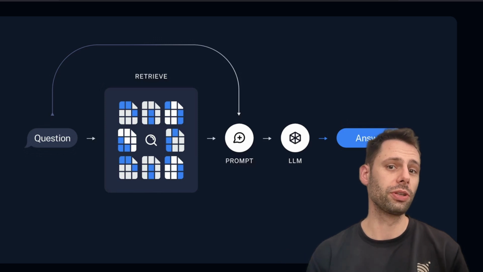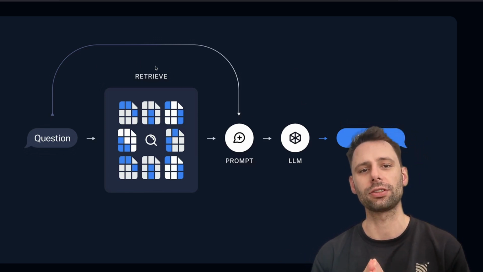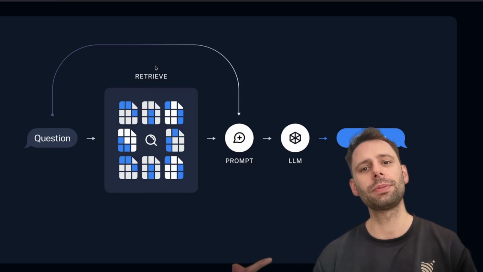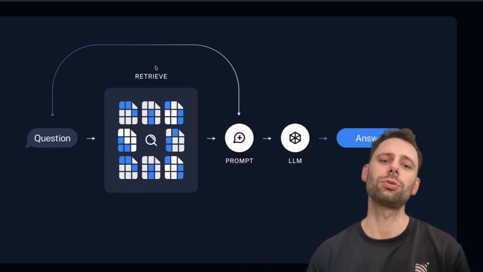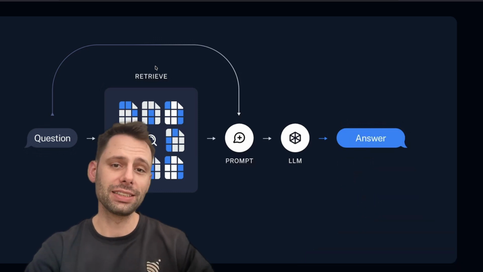Step 2 is retrieval. A user asks a question. That question also gets converted into a vector. The system searches the vector database for chunks that are semantically similar to the question. Not keyword matching, meaning matching. And step 3 is the generation.